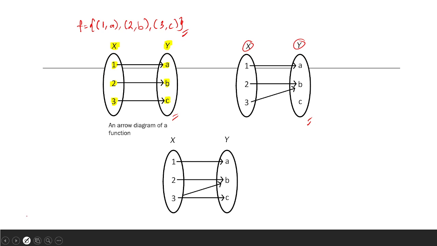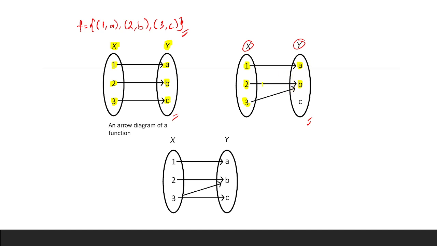So, himayin natin. We can see that 1, which is a member of x, is assigned to a. We have 2, which is a member of x, is assigned to b. And we have 3, a member of x, which is assigned to also b. Now, is this a function or not? Now, remember from our definition, ang sabi lang naman dun is kailangan yung x natin is assigned to only one member of y. So, if that is the case, then this is a function.